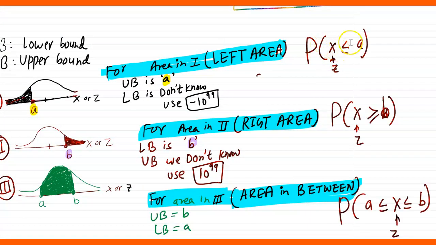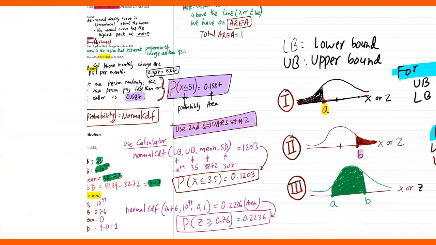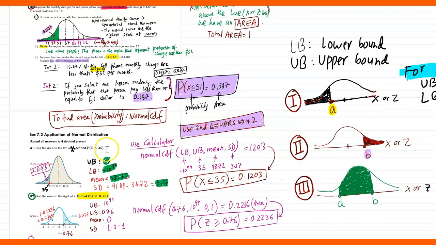X less than or equal to a, right? Therefore, here in this particular question number 1, if you compare, a is 35. Either you're looking for this area or looking for this probability. That's the same thing. Therefore, again, I told you before, to find the area or probability, use normal CDF.